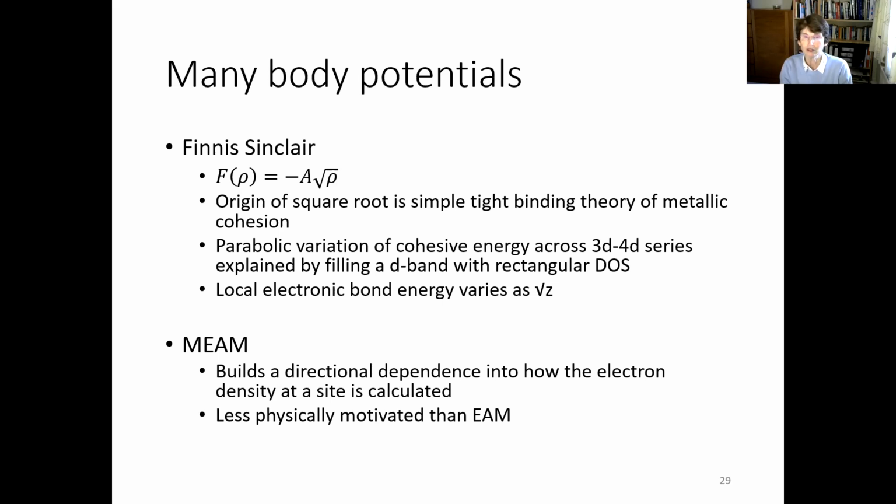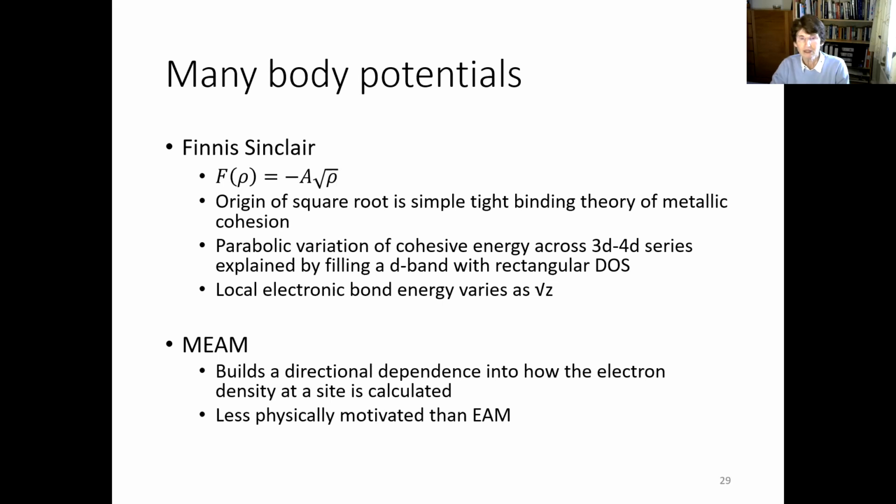If you build the d band density of states, you get this particular variation of cohesive energy. And it means that the local bond energy will vary as the square root of the number of neighbors. So the more neighbors you have, the bond energy decreases. If you think of the energy of interaction between two atoms and you bring another atom close by, you will reduce the bond energy between them. So the more neighbors you have, the weaker the bonds. That's a very important part, and that's actually true for metals.